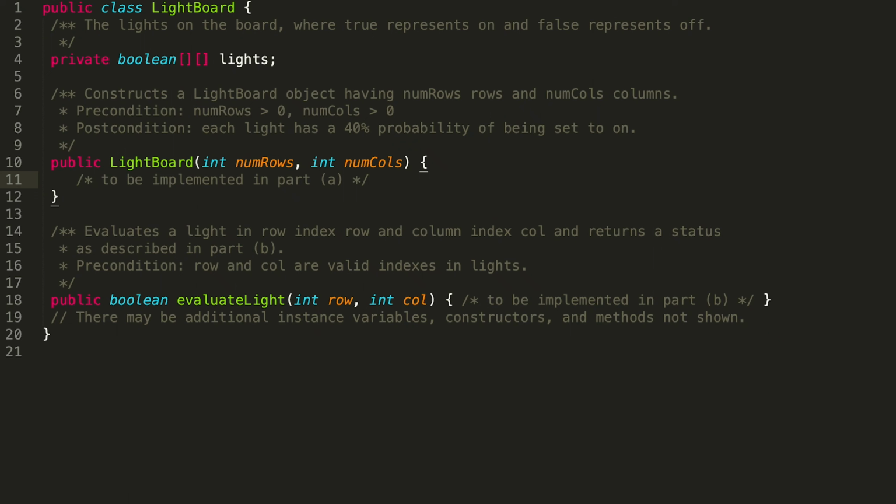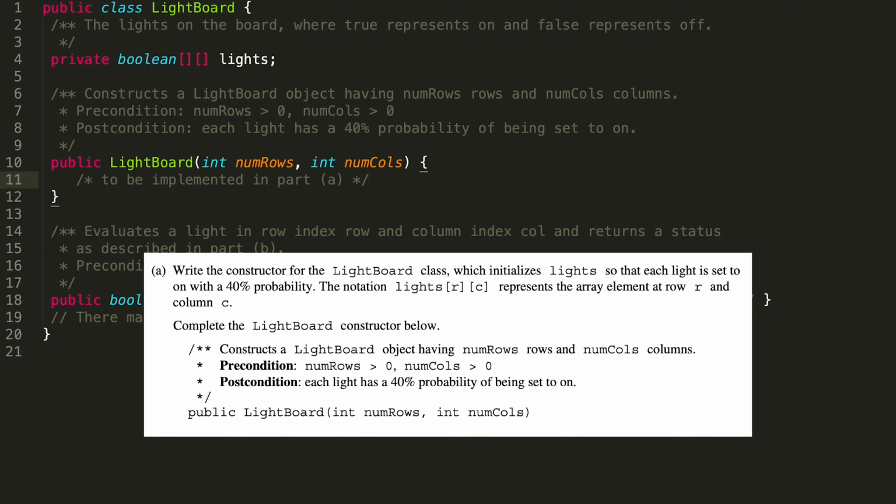In this video, we're going to be talking about problem 4a, where we're writing this constructor for the LightBoard class, which initializes lights, this private field within the class that represents the lights on the board, where true is on and false is off. Within this constructor, we have a condition that every light on the LightBoard has a 40% probability of being set to be on.